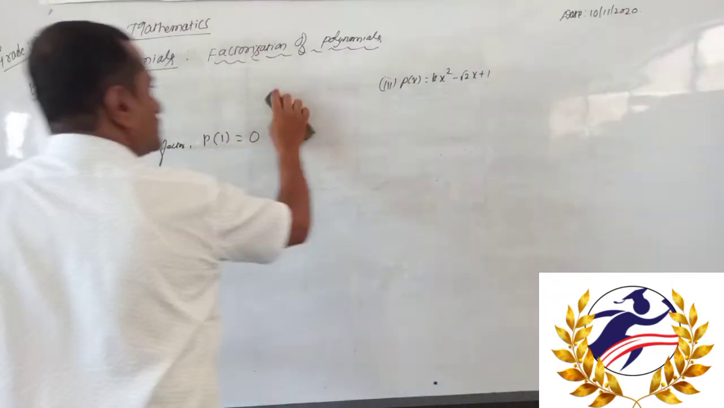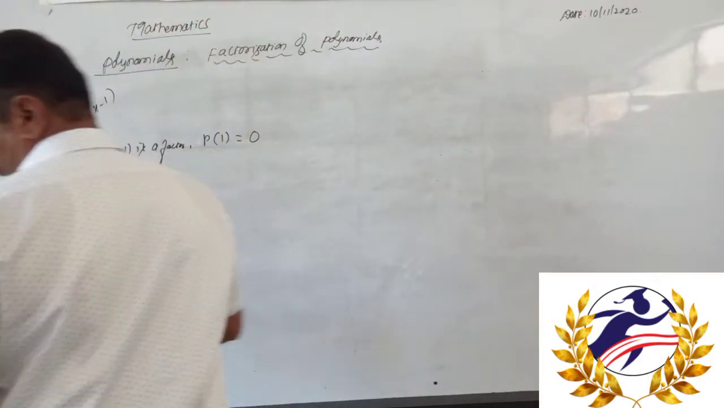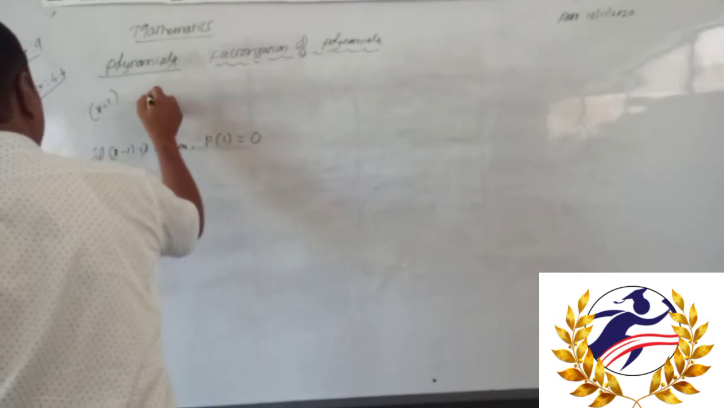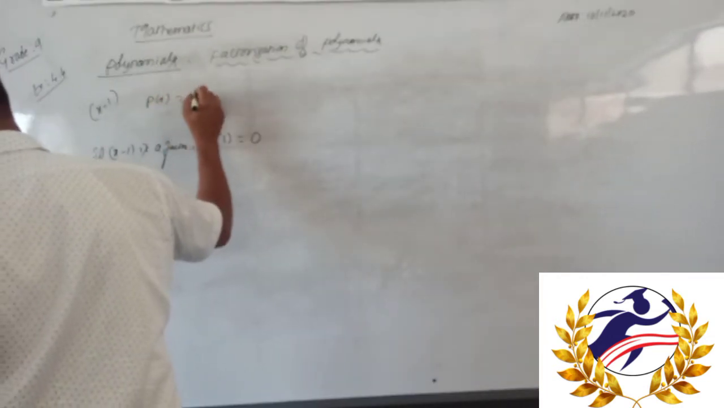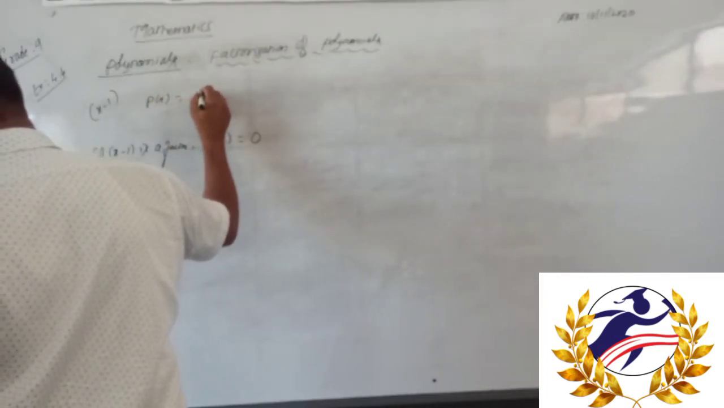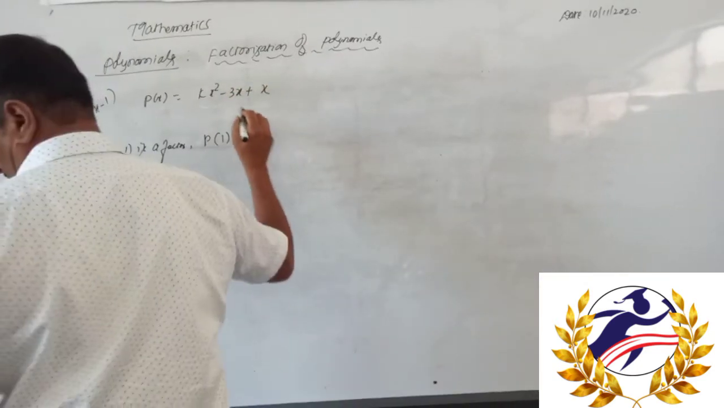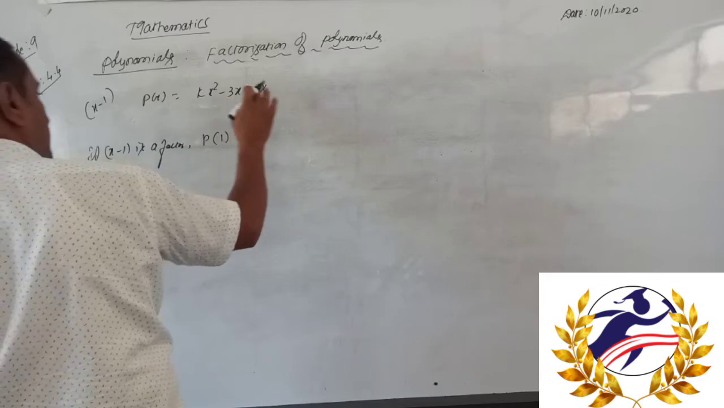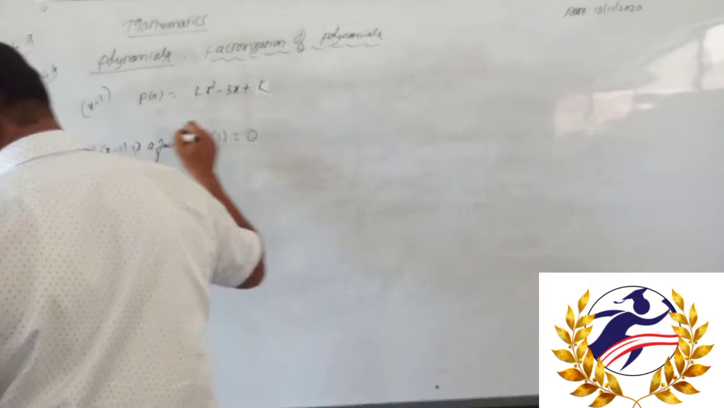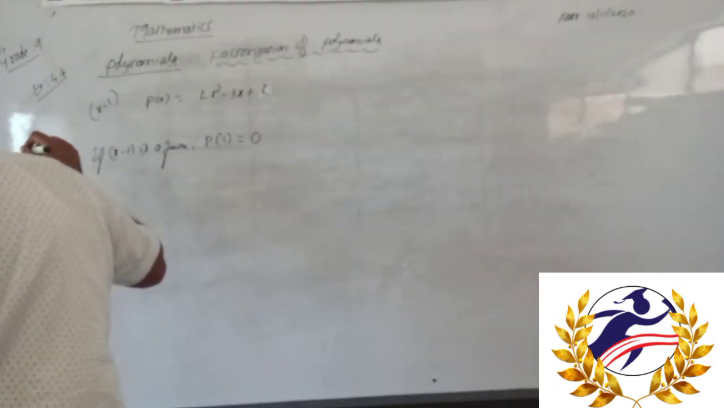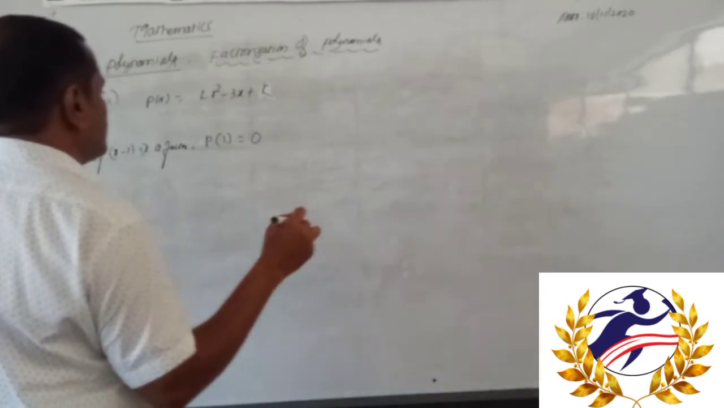So in that line, one more sum I will do for you. Which one do you want? Shall I go to the last one? P of x is equal to k square minus 3x plus k.